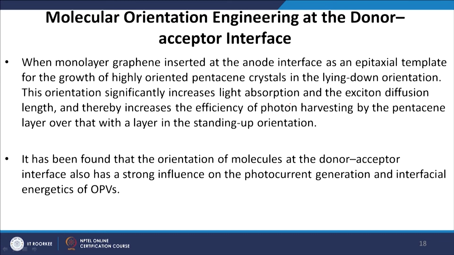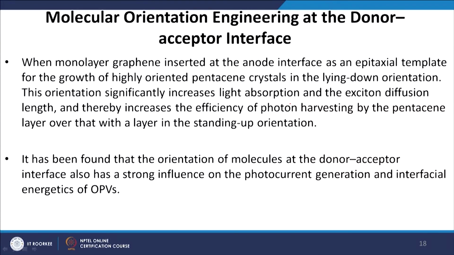So, we can make it either by a lying down orientation or by a standing up orientation, but if we put a layer of graphene on the perylene or on the pentacene in a lying down orientation, then the charge carrier mobility and the charge collection efficiency, because of the larger exciton diffusion length, will be much higher, and that will always lead to the higher VOC and higher efficiency. It has been found that the orientation of molecules at the donor acceptor interface also has a strong influence on the photocurrent generation and interfacial energetics of OPVs.